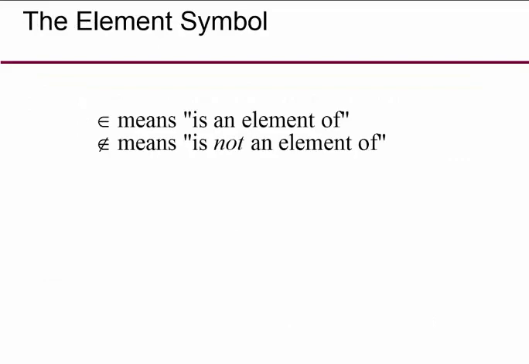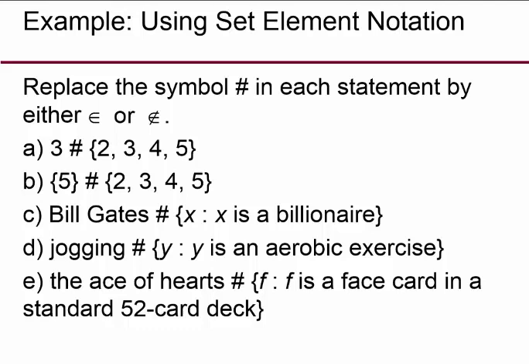The next thing is the element symbol. The first symbol means that something is an element of a set. The second symbol means that something is not an element of the particular set. So here we're going to replace the symbol in each statement by either it is an element or it's not an element.